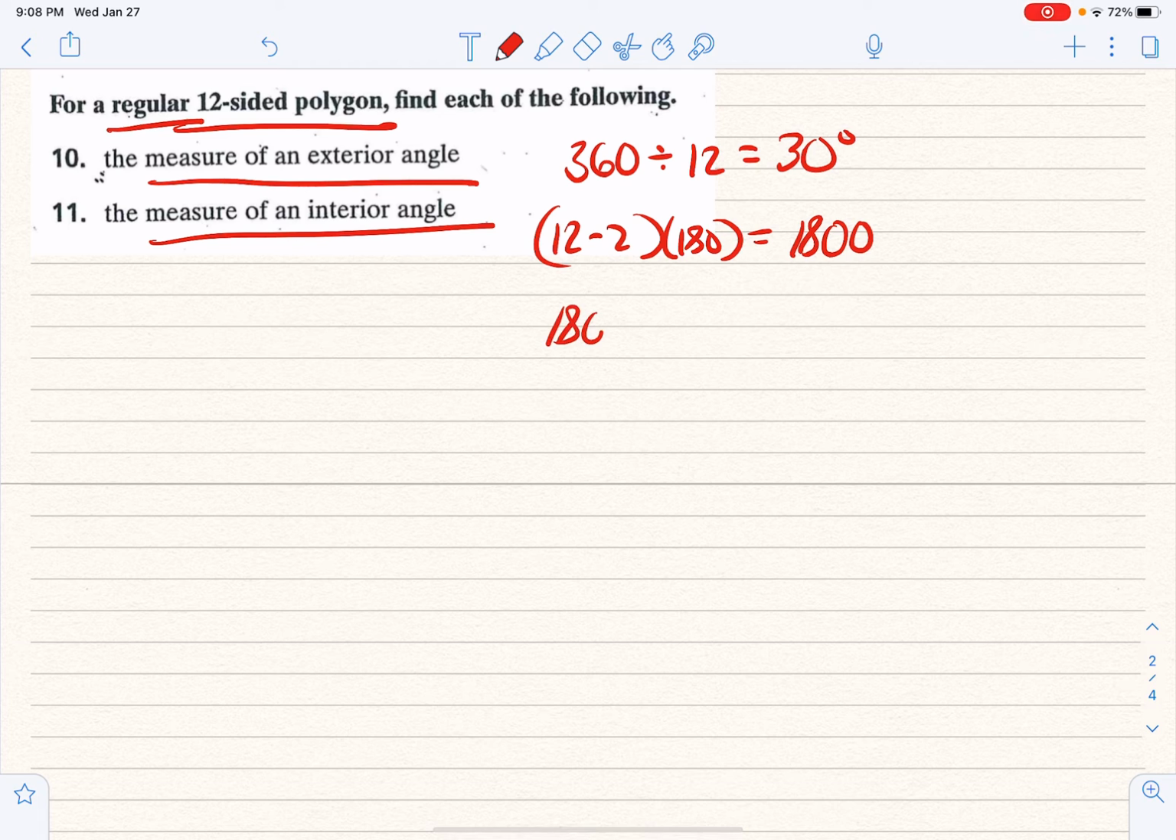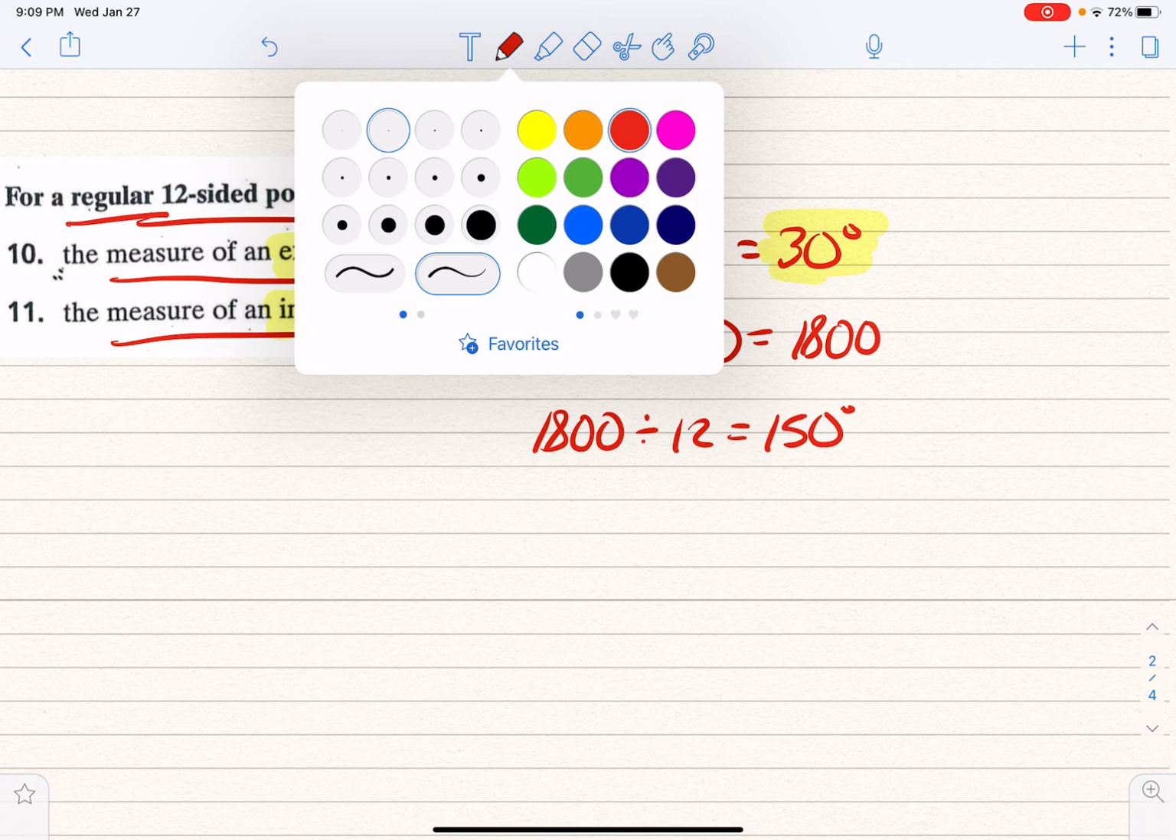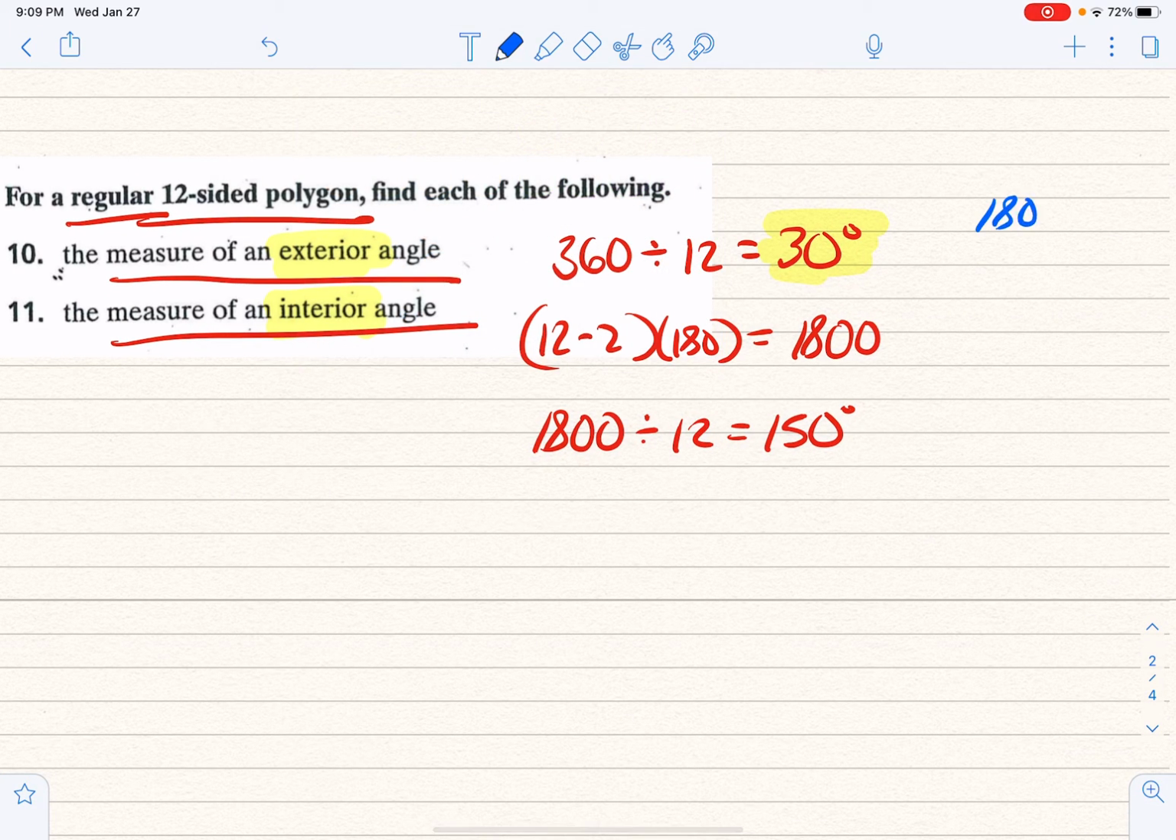I take 1,800 and divide it by the 12 angles that I have, and I get 150. Now, did anybody see the shortcut? The obvious shortcut would be that if the exterior angle is 30 degrees, the interior angle is always going to be supplementary to it. So I could have just taken 180 and subtracted 30, and I get 150. And that's the right answer.